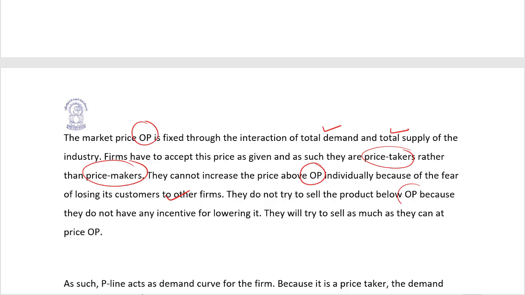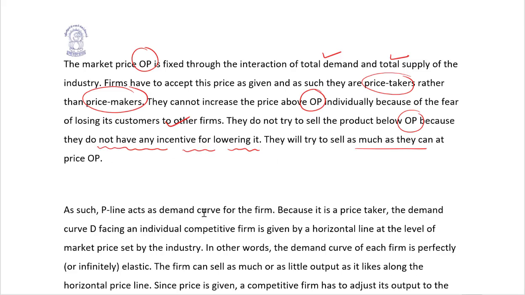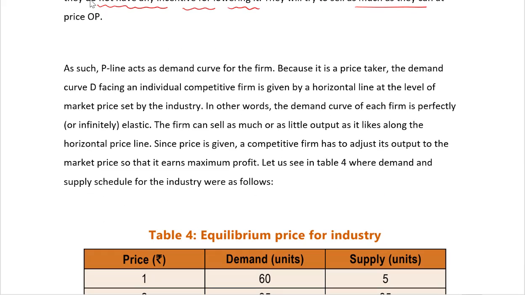They do not try to sell the product below OP because they do not have any incentive for lowering it. They will try to sell as much quantity as they want, but the price should be the same, that is OP. As such, the price line acts as the demand curve for the firm because it is a price taker. The demand curve D facing an individual competitive firm is a given horizontal line at the level of market price set by the industry.